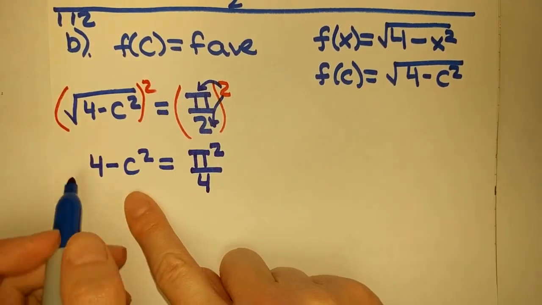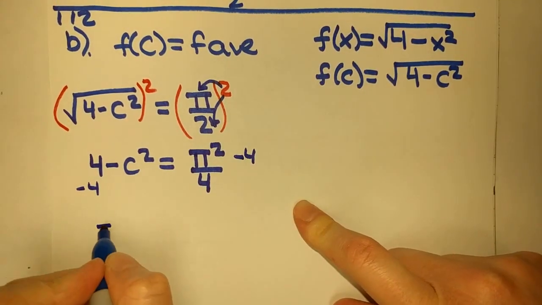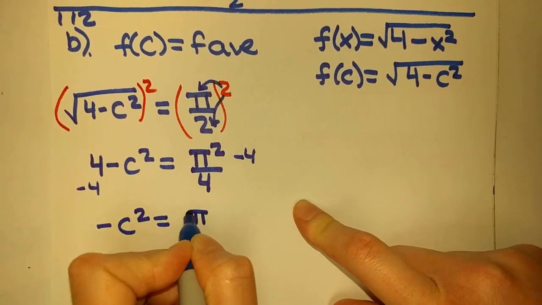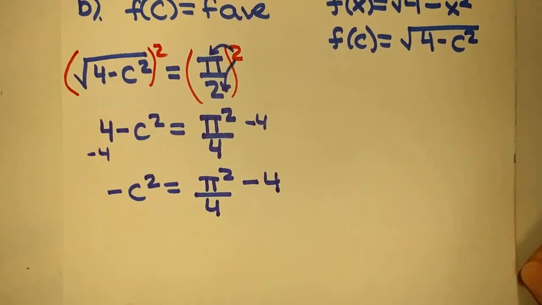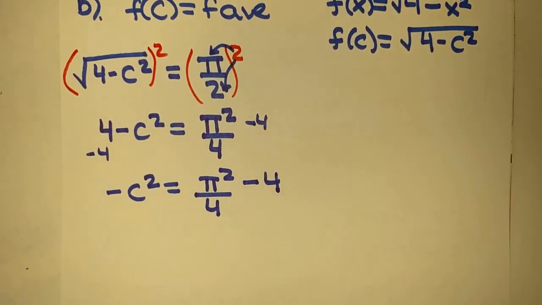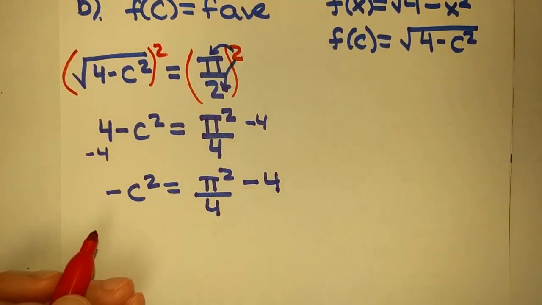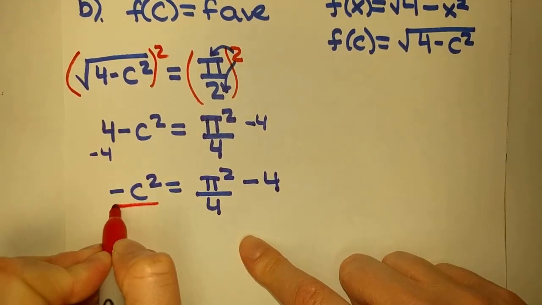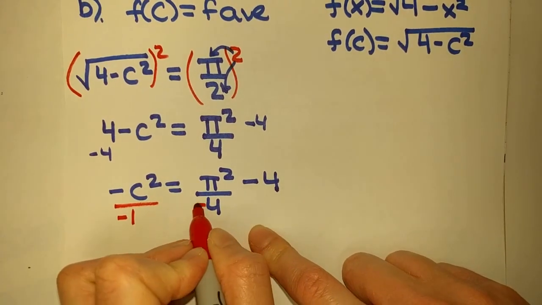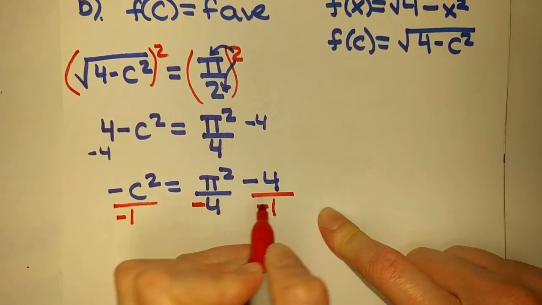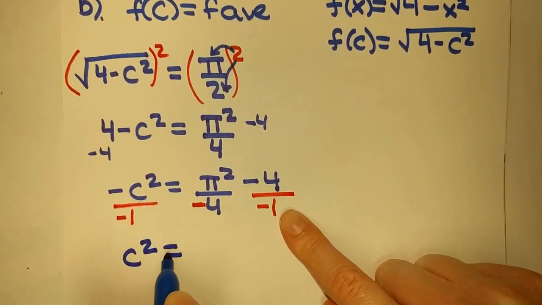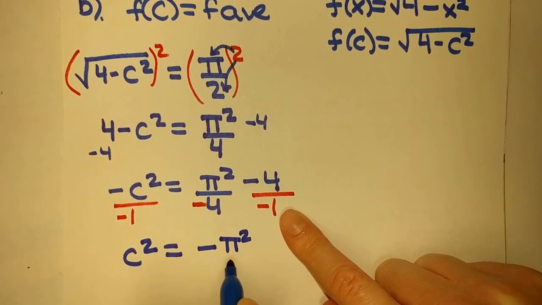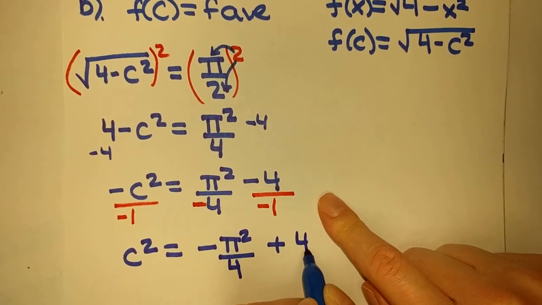Now to isolate the c, I'm going to subtract 4 from both sides. So I get negative c squared is equal to pi squared over 4 minus 4. I then need to get the negative eliminated. So there's two ways of doing that. You can either divide each term by a negative, or you can multiply by negative. So here I'm going to divide each term by a negative. So that's going to become negative 4 in the denominator, and then divide that by negative 1 as well. So this becomes c squared is equal to negative pi squared over 4 plus 4.